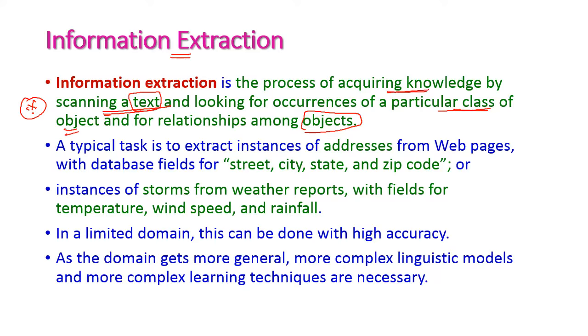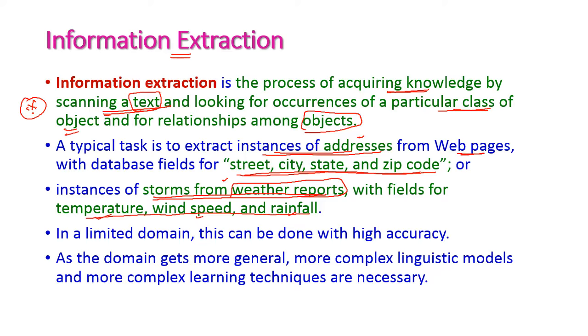For example, suppose we want to extract instance of addresses from web page. For getting the address, the database fields required are the street, city, state, and zip code. So these are the fields we require to get address, right? When it comes to a second example, suppose the storm of weather report. We want the storm of weather report. For this, the required fields are the temperature, wind speed, and rainfall, right? So in this way, from the given information, we need to get some knowledge. So this is called as information extraction.